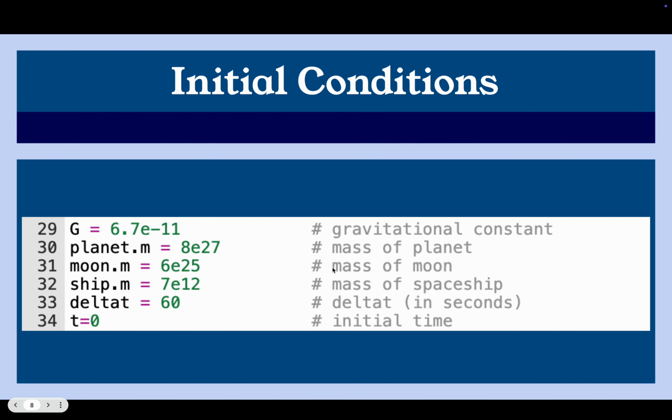So for the initial conditions for part 2 of the lab, the gravitational constant was set to 6.7e-11, the mass of the planet was set to 8e27, the mass of the moon was set to 6e25, the mass of the spaceship was set to 7e12, and delta t was set to 60.